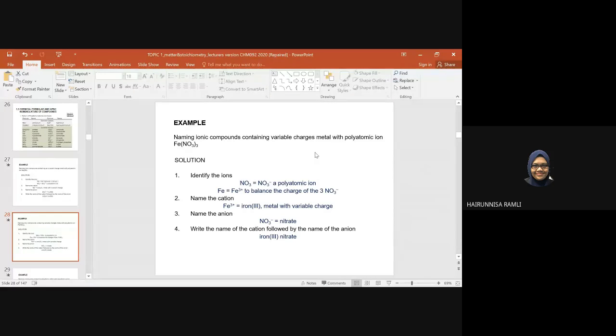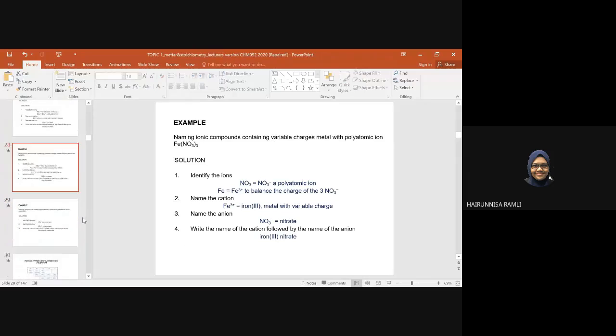Fe, NO3 is negative 1. So kat sini case dia 3. So Fe automatically is 3 plus. So since Fe is variable charge, so dia akan jadi iron 3. Okay? So the name should be iron 3 nitrate.